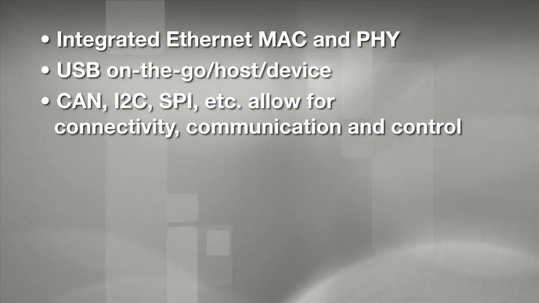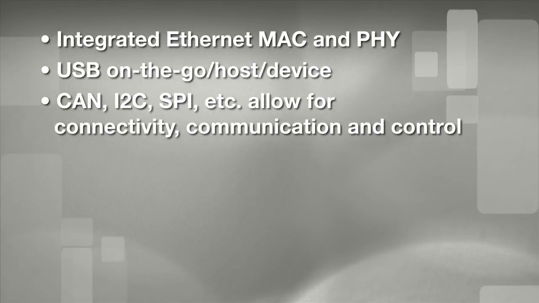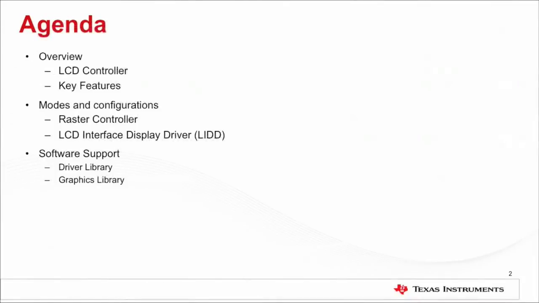Prolific connectivity options such as integrated Ethernet MAC and PHY, USB on-the-go host device, CAN, I2Cs, SPIs, and so on allow for connectivity, communication, and control over a wide variety of interfaces. The seamless integration of these features, along with sophisticated analog peripherals and a floating point unit, provides a scalable and cost-effective solution to a large number of home and industrial automation and control applications.